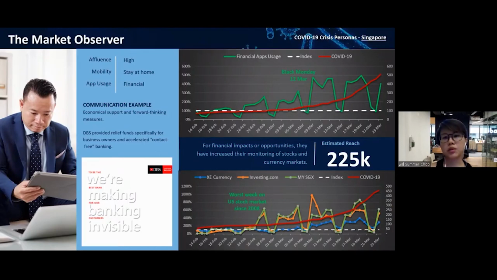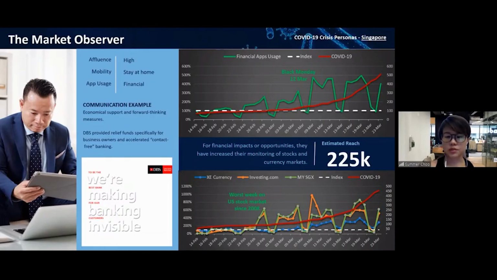And we also map it across the financial apps usage. And what you notice is the dips actually belong to weekends because stock markets are closed then. And the huge spike on 9th of March is actually Black Monday, when the stock market in the US crashed.